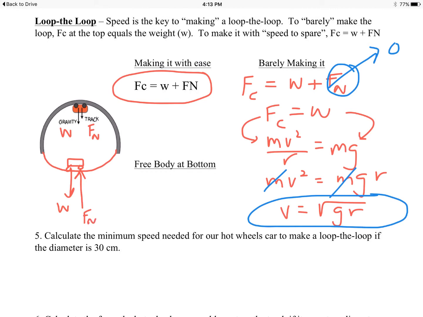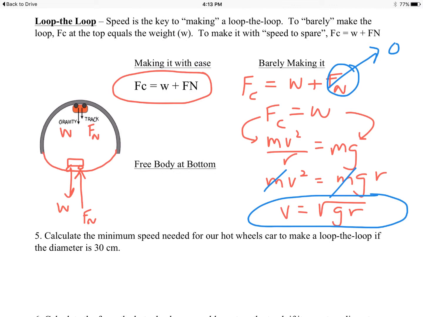The normal force will be bigger than the weight. When you're in the upside down position, the normal force can be less than or equal to or greater than the weight. And when it goes to 0, you have that condition I just went through with the barely making it. But when you're at the bottom, F sub n has to be bigger than weight because the net force has to be towards the center of the circle. When you're going in a circle, there's always a centripetal force, a net force towards the center.